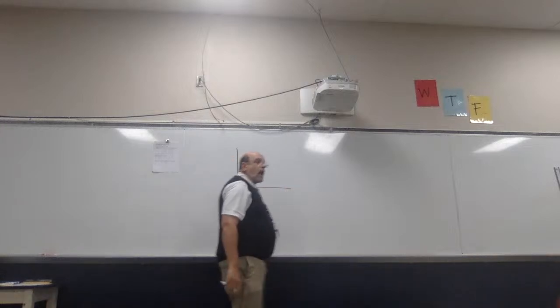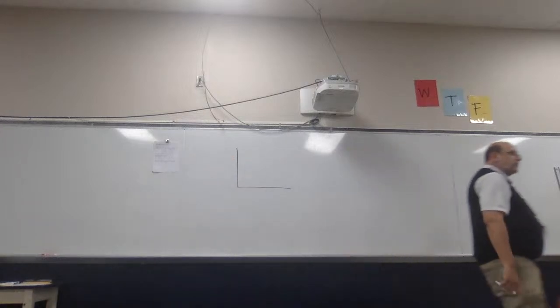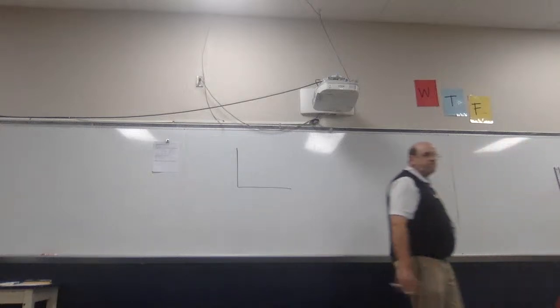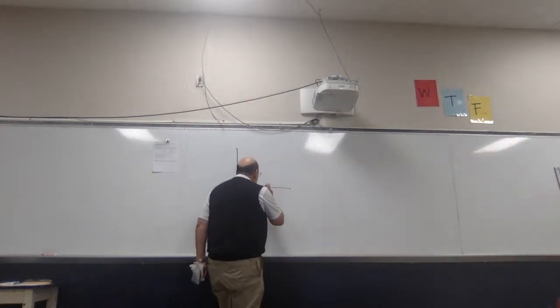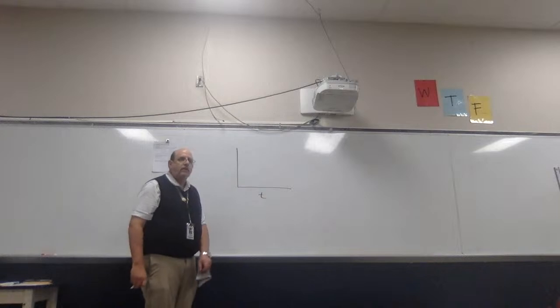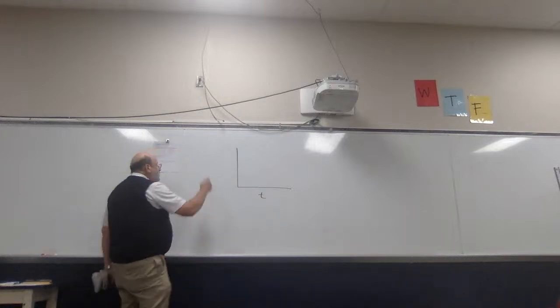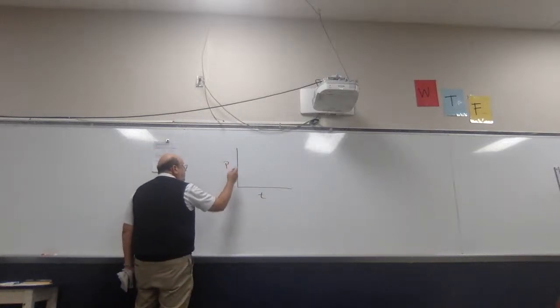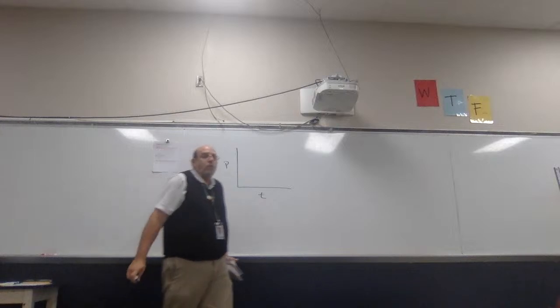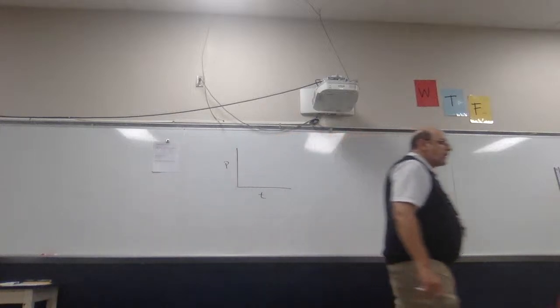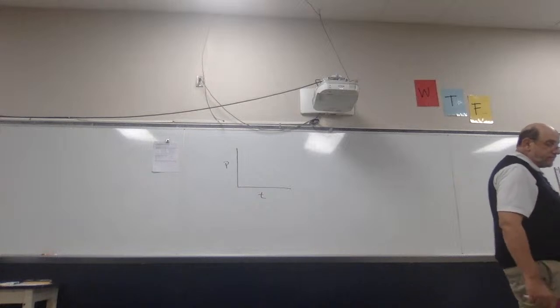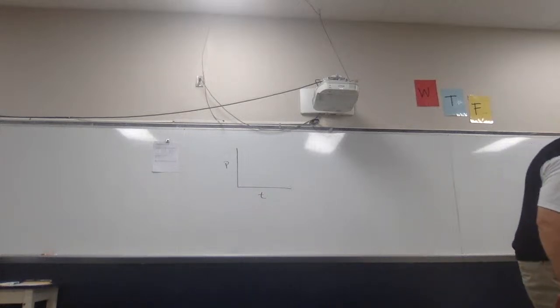When you see a graph in physics, time is always on the bottom. Okay? Time is always down here. The vertical axis can be almost anything. We start with position, where we are. Real simple. You see that first one, they give you a table, don't they?